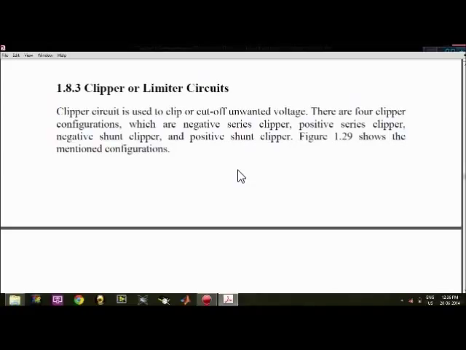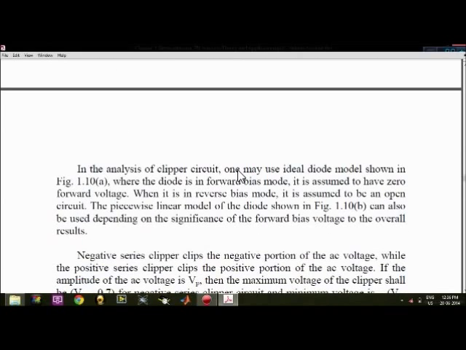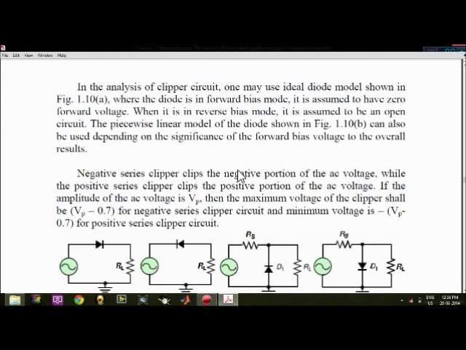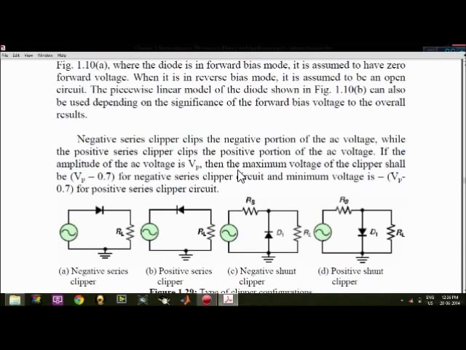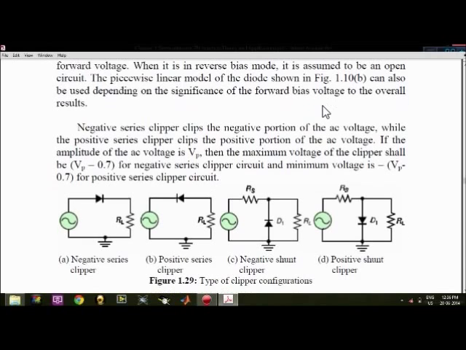As the name suggests, you can easily identify which are negative series clippers. The negative series clipper clips the negative portion of the AC voltage, while the positive series clipper clips the positive portion of the AC voltage. You can see from these 4 diagrams the 4 types of clipper configurations.